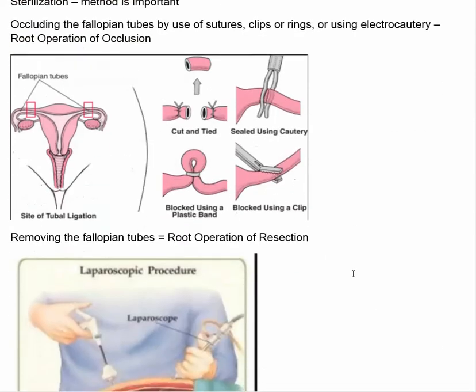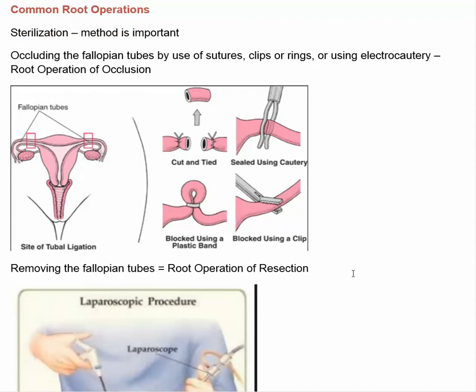Common root operations related to the female anatomy include sterilization. There's a variety of ways that can be done. One of the more common ones is occlusion of the fallopian tubes, which can be done by using different types of devices, including sutures, clips, or rings. Again, just like in the male, the intention of occluding the fallopian tubes is to stop flow.